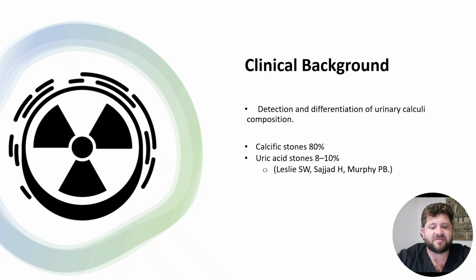Dual Energy KUB imaging is primarily used for detection and differentiation of urinary tract stones. This differentiation is clinically important because different stones require different treatment pathways. Around 80% of urinary calculi are calcific, while 8 to 10% are uric acid stones. Uric acid stones respond well to medical dissolution therapy rather than requiring surgical intervention. By identifying stone composition up front, we can guide urologists towards the most appropriate treatment and avoid unnecessary surgeries.